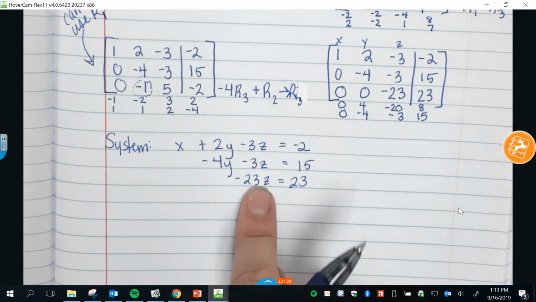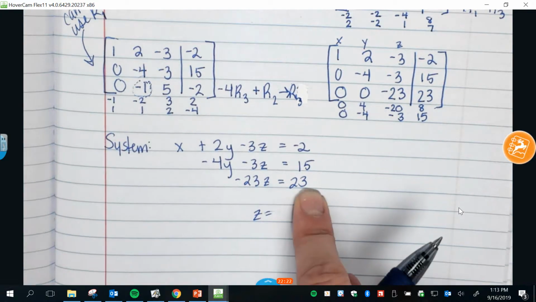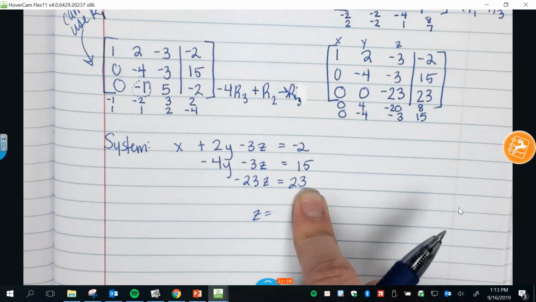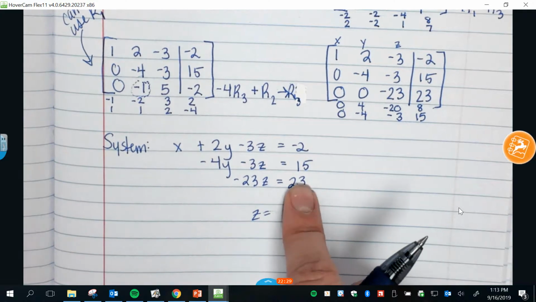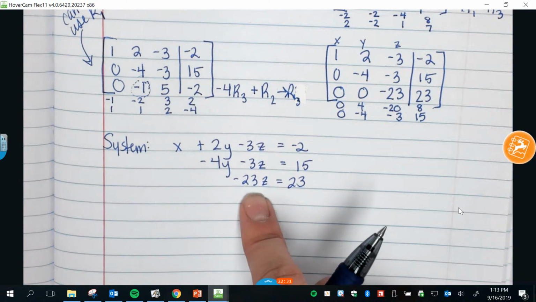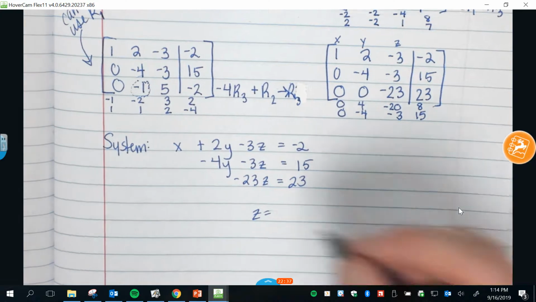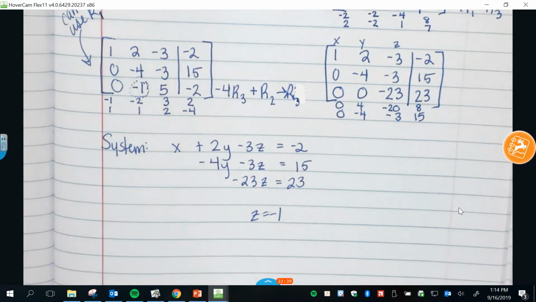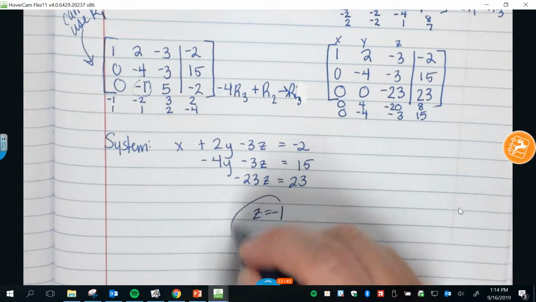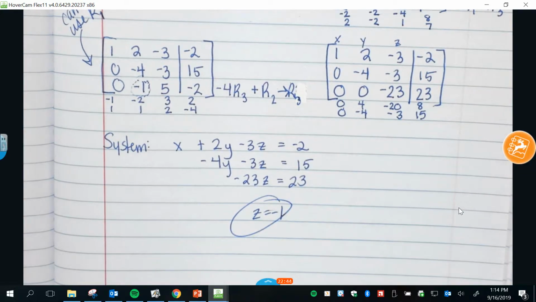Divide by negative 23. What's 23 divided by negative 23? Okay, maybe let's throw that in the calculator then. Solve it. 23 divided by negative 23. Ask the almighty calculator. What does it tell you that is? Negative 1. Right? All right, that's z. Great. Which variable can we find next?